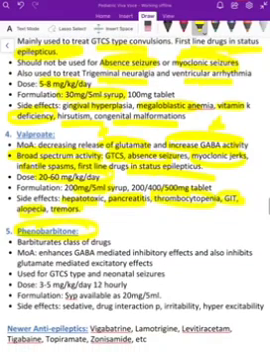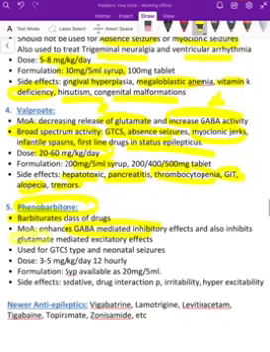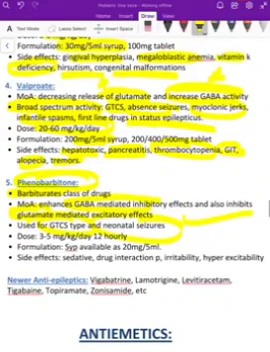Coming to phenobarbital, it belongs to barbiturate class of drugs. Mechanism: it enhances GABA-mediated inhibitory effects and also inhibits glutamate-mediated excitatory effects. It is used mainly for GTCS type of convulsions and first line drug in case of neonatal seizures. Dosage is 3 to 5 mg per kg per day, 12th hourly.